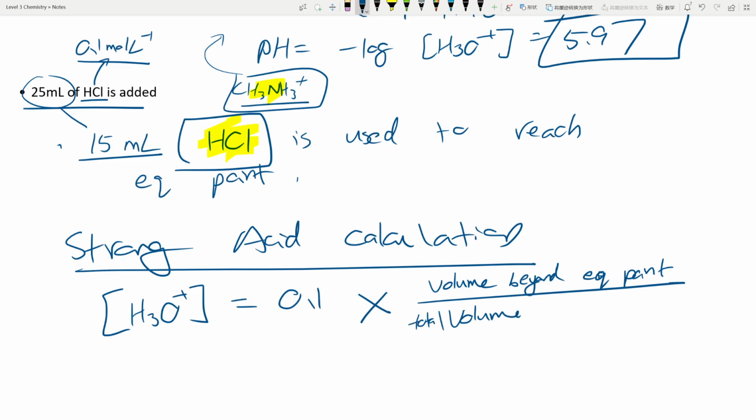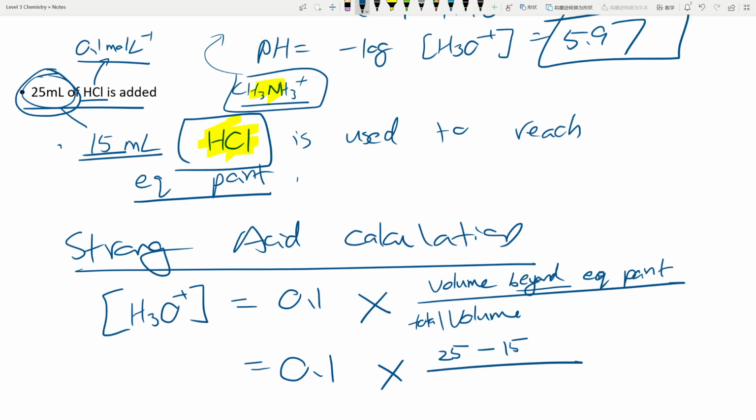So it's kind of like, yes, I added 25 mils. I used 15 to get to the equivalence point. So my volume beyond the equivalence point is going to be: I added 25, I used up 15, I have 10 left, which is the volume beyond the equivalence point. What is the total volume? How much did I add? I added 25 mils of HCl.